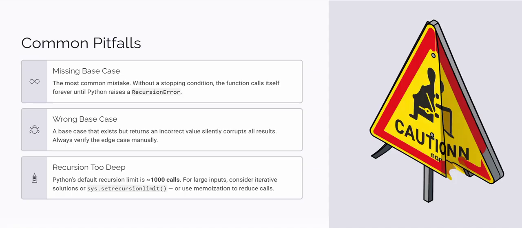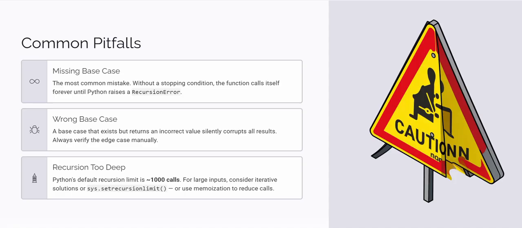And the second, a wrong base case: a base case that exists but returns an incorrect value silently corrupts all results. If you specify the wrong base case, then it is automatically going to corrupt all the results, and it is going to make this whole code wrong.